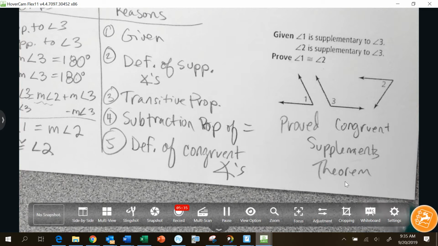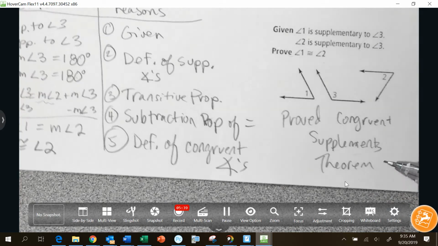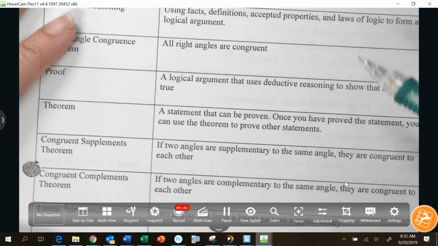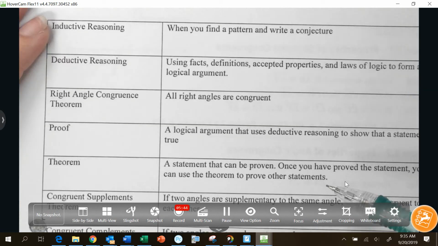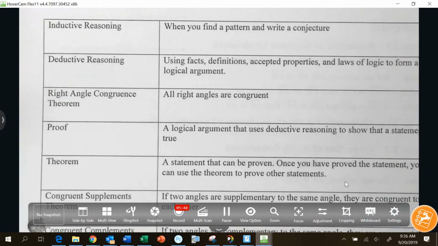So today we're proving some of these theorems. There are more theorems up here, which I haven't talked to you about yet. You're going to put them into your vocab sheet, and we're going to keep talking about them.